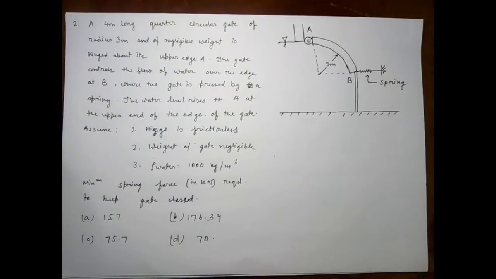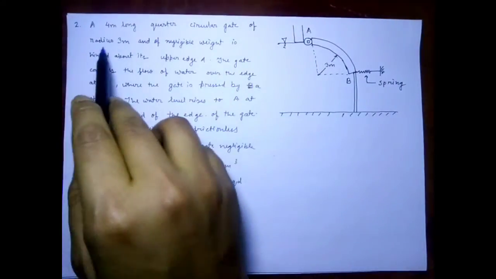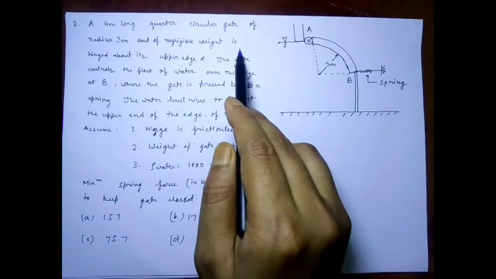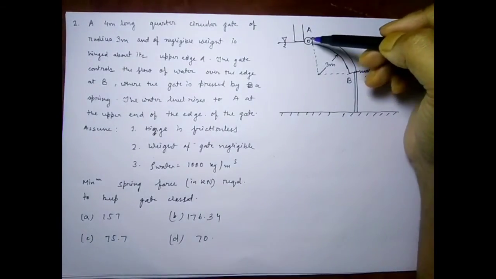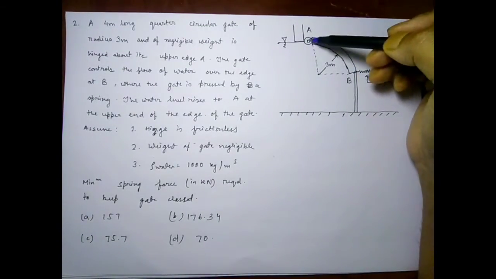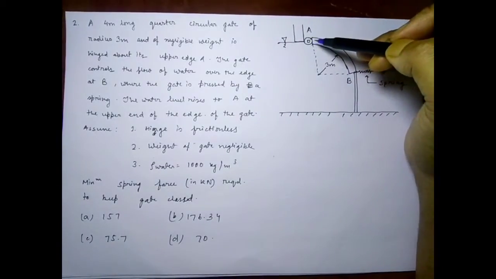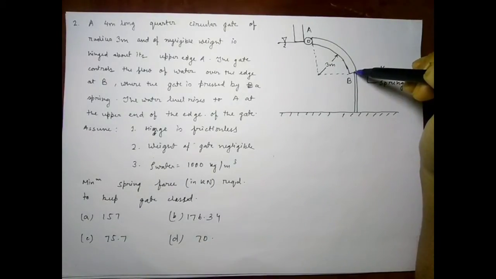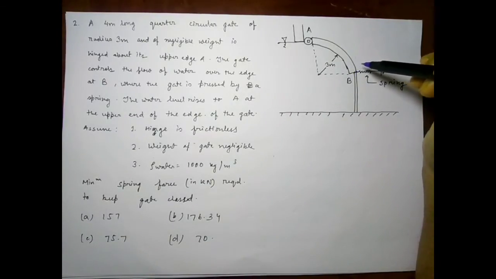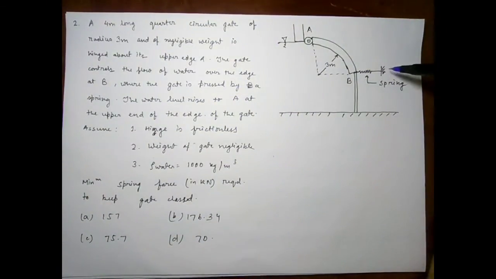This one is a good question. 4-meter long quarter circular gate of radius 3 meter and of negligible weight is hinged about its upper edge A. So here in the figure you can check that about its upper edge A, this circular gate of radius 3 meter is hinged. The gate controls the flow of water over the edge at B. So here the control is over here, and at B the gate is pressed by a spring.